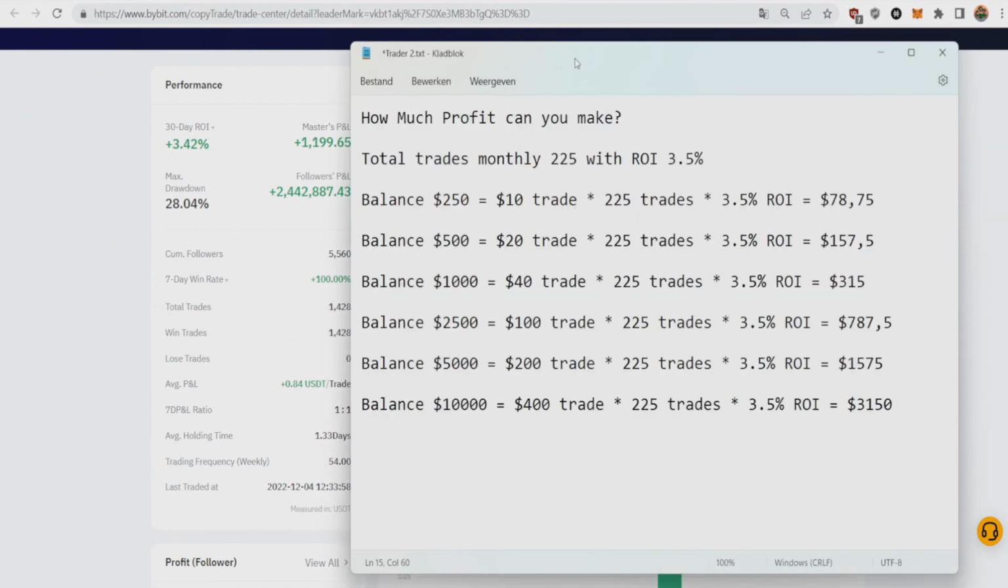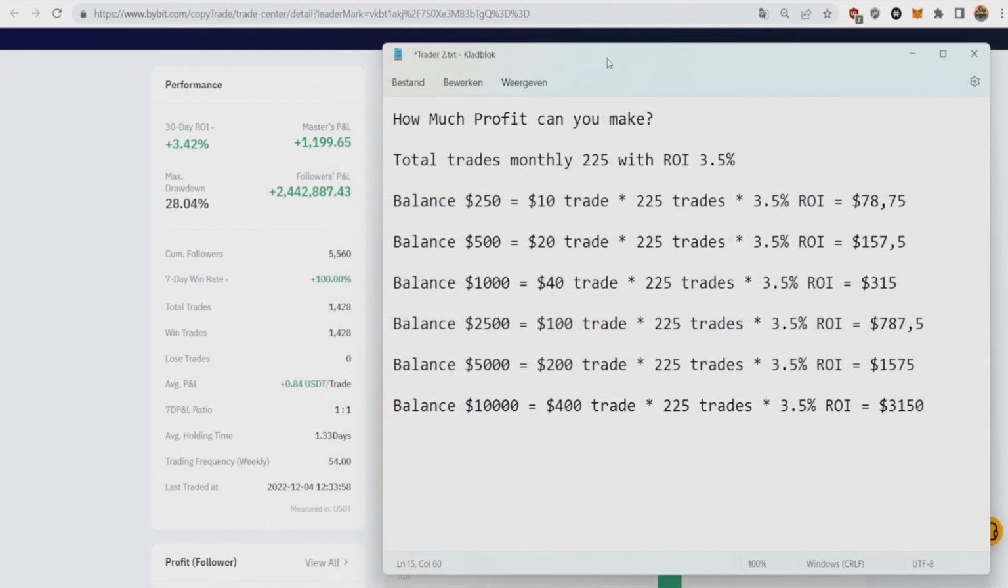Apparently, guys, these are the really important stats. How many trades he does in a month and how much percentage. Always look at that. So as you can see, this guy makes $78.75 for $250. For $1,000, 315. For $5,000, 1,575 in a month.